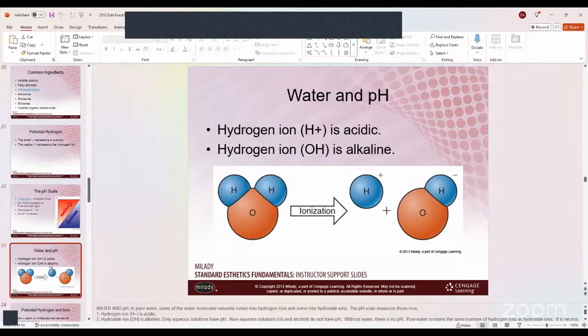We'll look at water and pH, hydrogen. Okay, hydrogen plus is acidic. Hydrogen ion, OH, is alkaline. All right. And so there won't be many components where you will need the chemical makeup or picturize what pH looks like, what acid and alkaline look like on the pH scale. So we'll do that with ingredients.